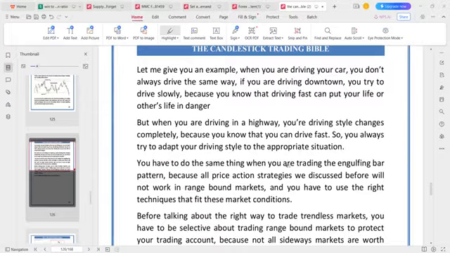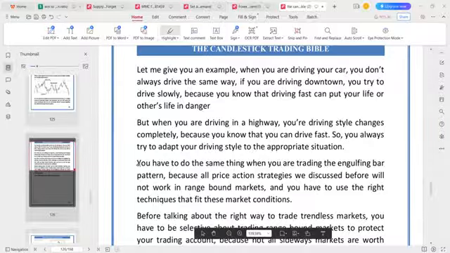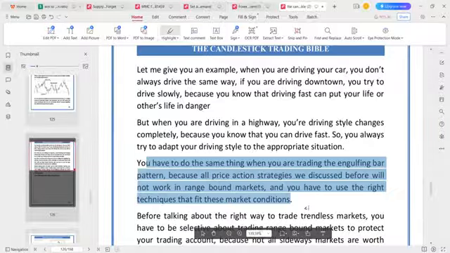You have to do the same thing when you're trading. This is just like an example of the same war thing I was talking about, like having a different arsenal of weapons when approaching certain different targets. You have to do the same thing when you're trading the engulfing bar pattern, because all the price action strategies we discussed before will not work in range-bound markets, and you have to use the right techniques that fit these market conditions.